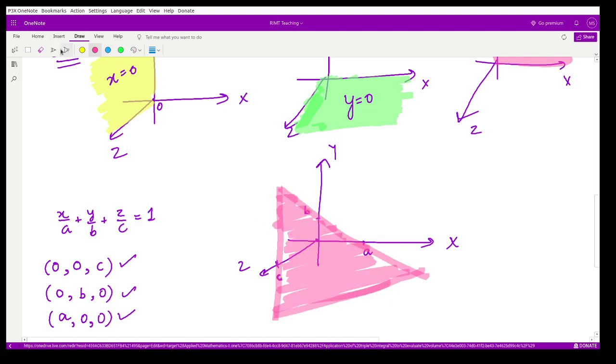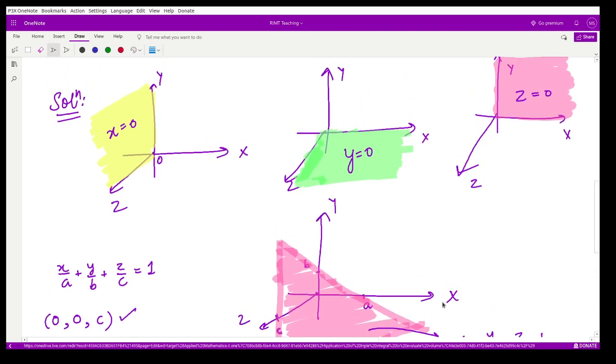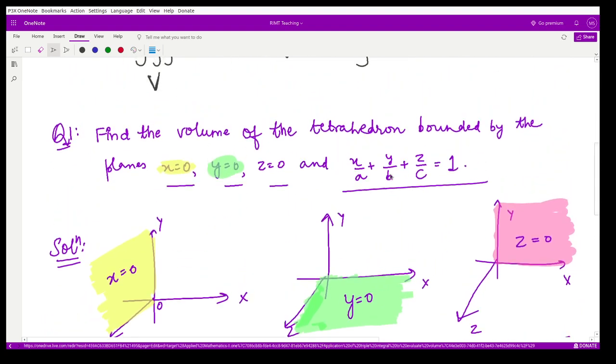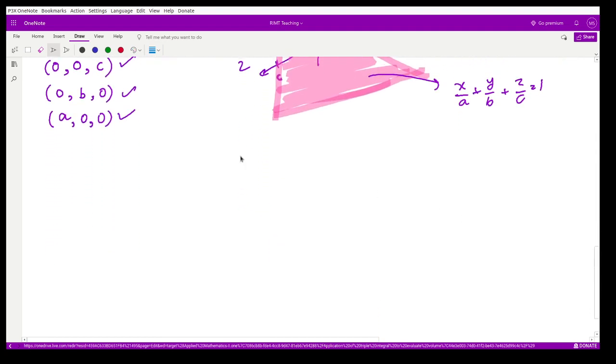So now this is your plane, x upon a plus y upon b plus z upon c is equal to 1. Now the tetrahedron which is formed by the intersection of all these planes will have a definite volume. So you have to calculate the volume of that definite shape, which is given to be a tetrahedron. Okay, so let's do it. Let's calculate the volume. So what would be the required volume?